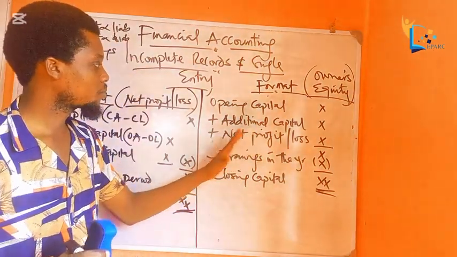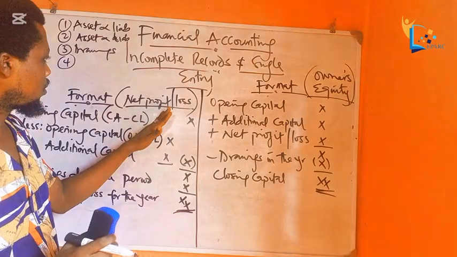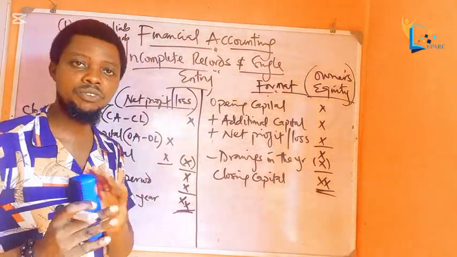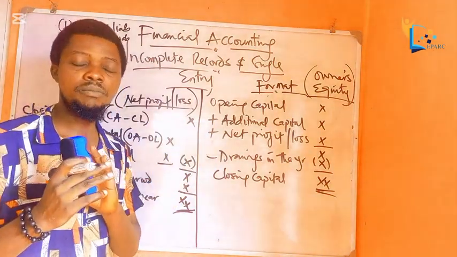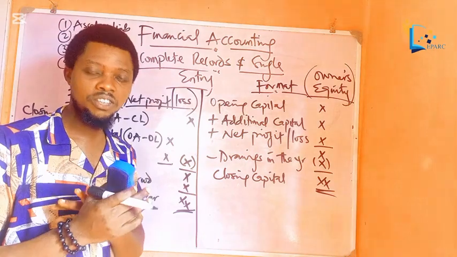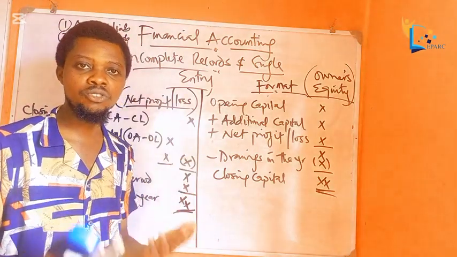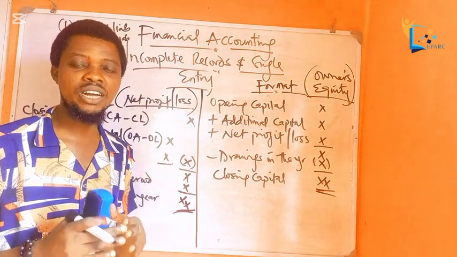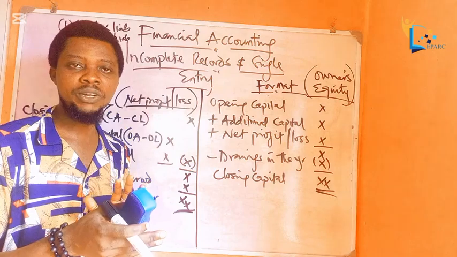Okay, so the income statement helps us to ascertain the net profit or net loss, while the statement of financial position helps us to know the position of the business, if they are running into bankruptcy or they are still going to operate in perpetuity.